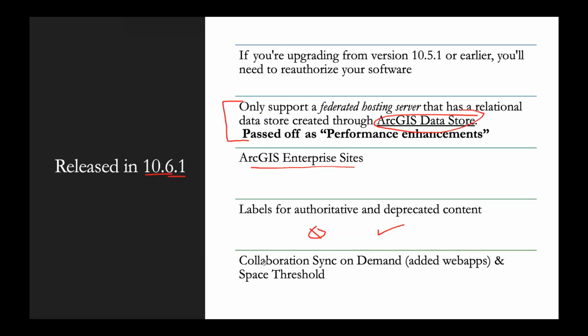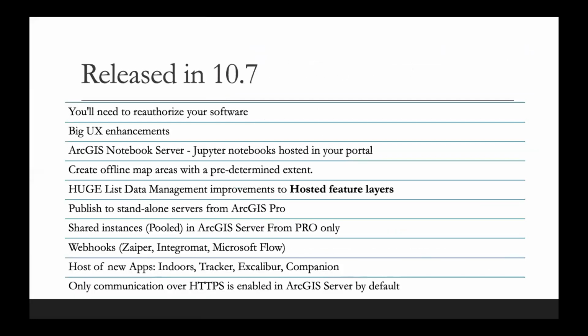Now you can tell collaboration when to sync. This has continued to get more and more robust, right? Before, it was, I don't know when it's going to sync. Now it's sync now, or sync at a specific time, right? That was 10.6.1. 10.7, we'll need to reauthorize because it's a point upgrade.